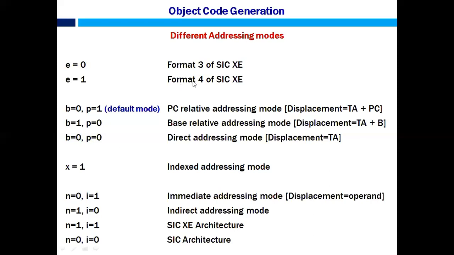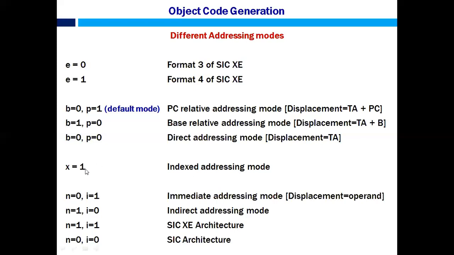In format 4 we have 4 bytes of memory: the first 6 bits are for the opcode, the next 6 bits are for n, i, b, p, x, e, and the next 20 bits are reserved for the displacement. So this was just a recap of all the different formats of SIC. Now we will come back to the addressing modes and see what the values for the addressing modes are.